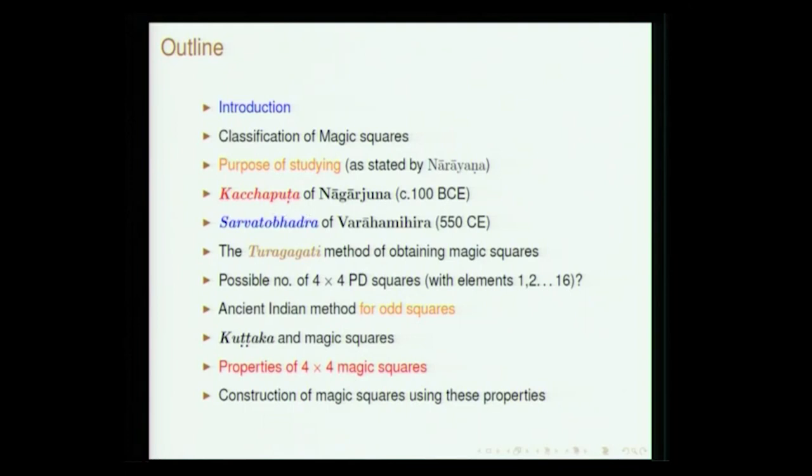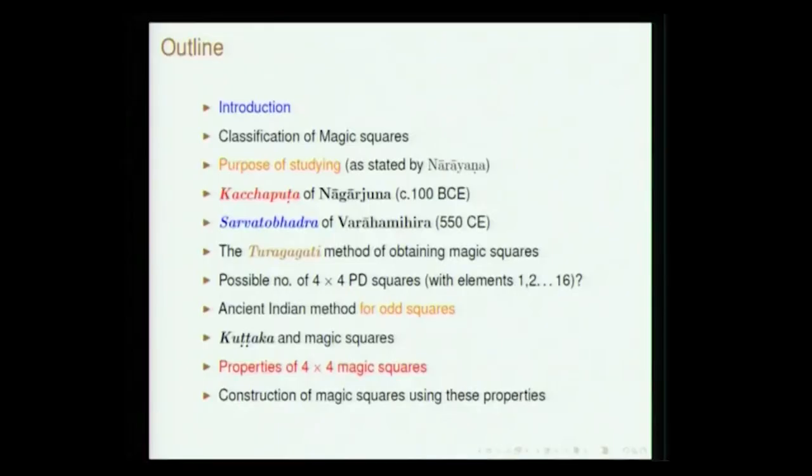The term kacha in Sanskrit refers to tortoise. The shell of the tortoise has a hexagonal kind of type. So maybe the numbers in the magic square are represented in various cells which resemble that, and perhaps that is why it is called kachaputa. We will also see an interesting magic square presented by Varahamihira, the Sarvato Bhadra. Bhadra is the name of magic squares. In fact, the mathematics of magic squares is called Bhadra Ganitam.